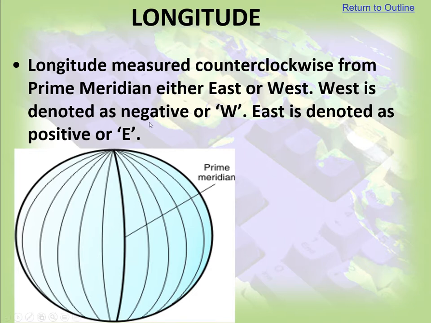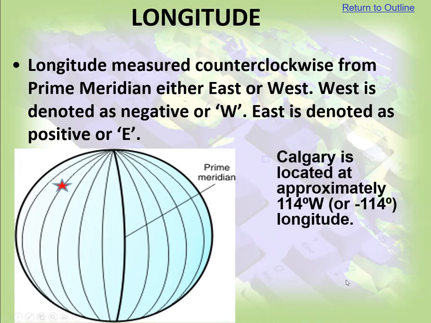So there is west and east. West is actually negative, and east is positive. So remember, it's going counterclockwise. So Calgary is located at 114 degrees west.